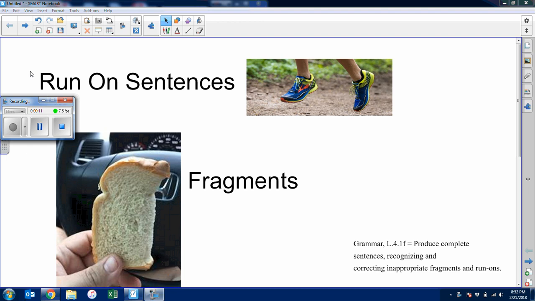I want to talk to you about two different types of sentences for today. The first type of sentence is called a run-on sentence, and the second type is called a fragment. We are going to be working on producing complete sentences, recognizing and correcting inappropriate fragments and run-ons. So let's go ahead and get started.